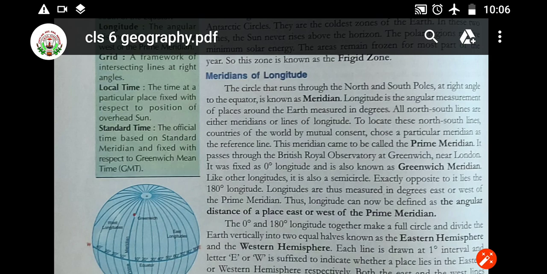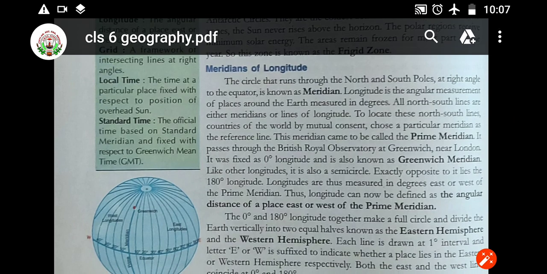Longitude is the angular measurement of places around the earth measured in degrees. Latitude is also measured in degrees only. All the north to south lines are either meridians or the lines of longitude. To locate these north-south lines, countries of the world with mutual consent choose a particular meridian as the reference line.